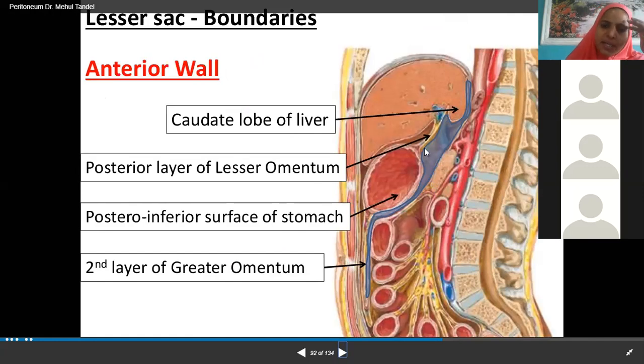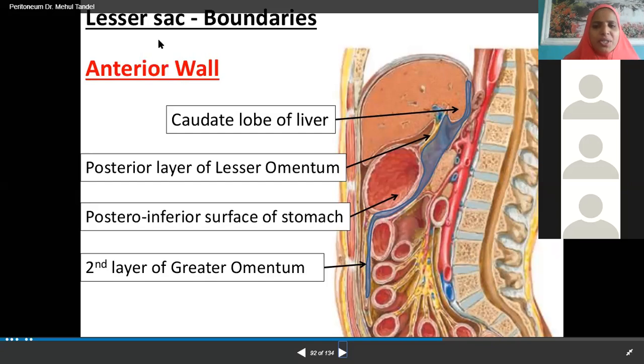See, lesser sac is nothing but the sac which is found behind the lesser omentum, behind the posterior aspect of the stomach, and between the second and third layers of greater omentum. This gray area is all lesser sac. So the anterior wall is formed by the caudate lobe of the liver, then the posterior layer of lesser omentum. We know this is lesser omentum, no? From porta hepatis of the liver to the lesser curvature of the stomach. Okay, then this is the posterior inferior surface of the stomach, which I told you clearly when we were discussing stomach. Then between the second and third layers, of course, only the posterior aspect of the second layer forms the anterior wall of lesser sac.